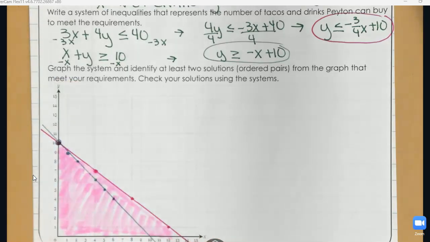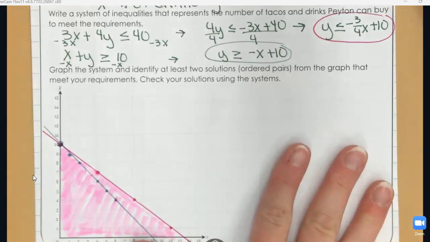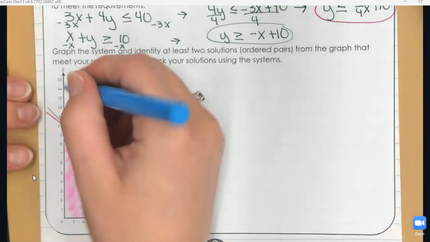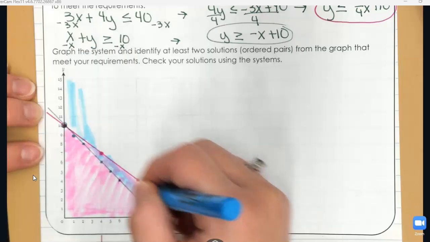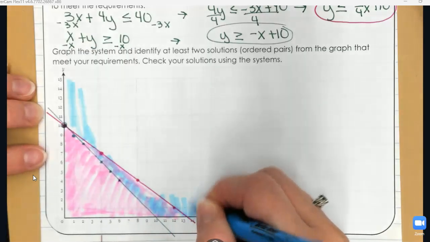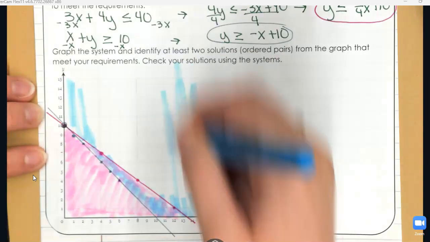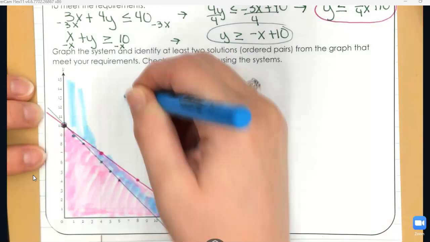And again, this one is now greater than, so that means I'm going to be shading above. So everything above that blue line gets shaded.